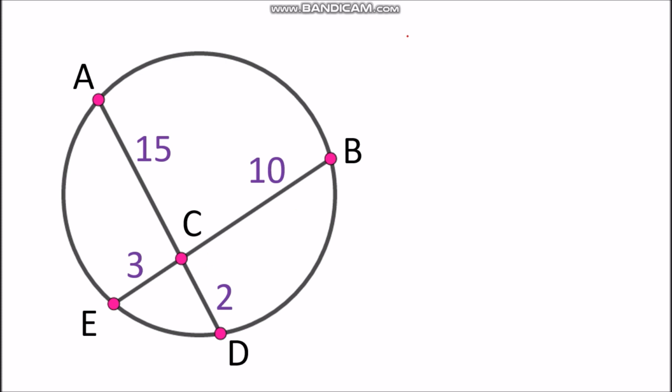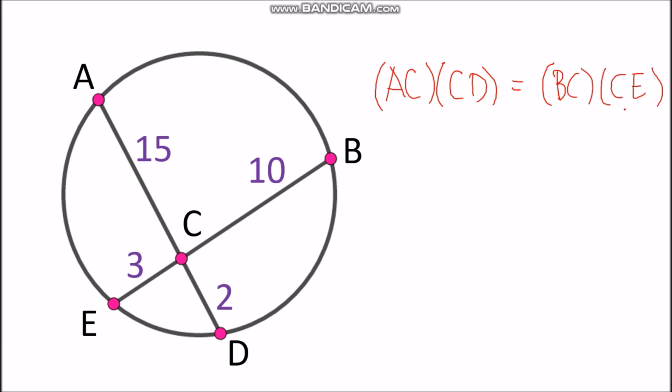Now, applying Theorem 115, since the two chords intersect at an interior point, which is point C, then the product of the segments of one chord is equal to the product of the segments of the second chord. So, the equation here will be the length of AC multiplied to CD will be equal to the product of BC and CE. Now, if we multiply these two segments of one chord, it will be equal to the product also of the two segments of the other chord.